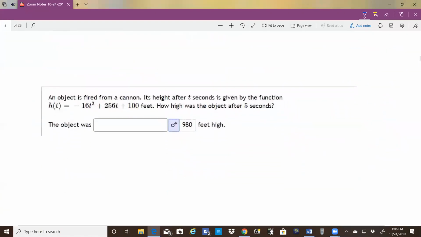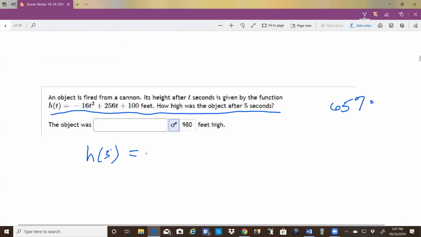And then one problem, I think maybe 65% could not get this one, and I'm trying to figure out why, because all they had to do was plug in 5 to find out how high this object is after being shot from a cannon. We just plug in. And if you do that, you get 980.